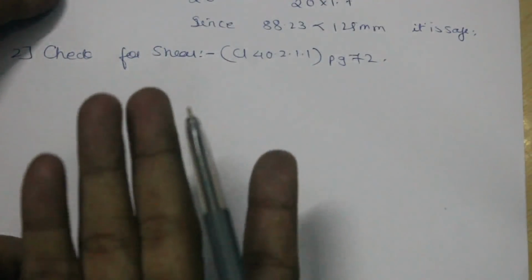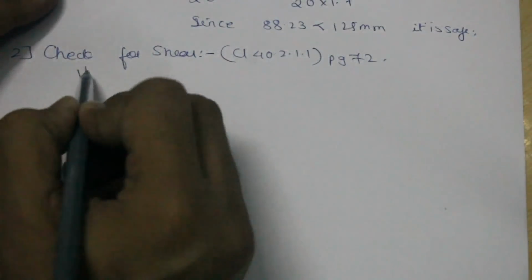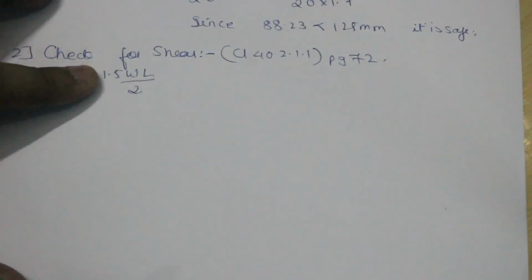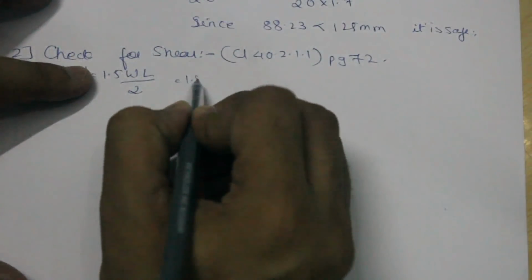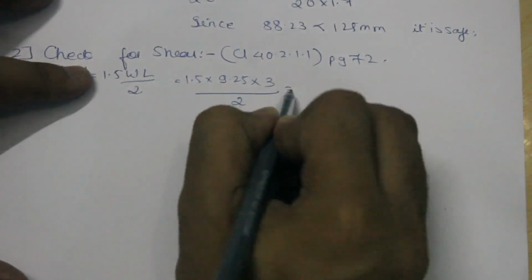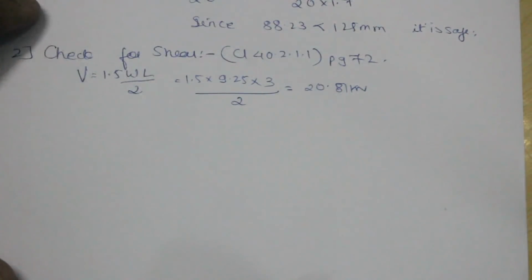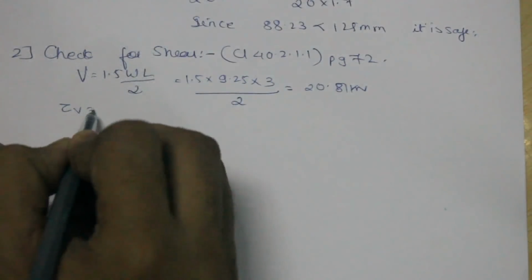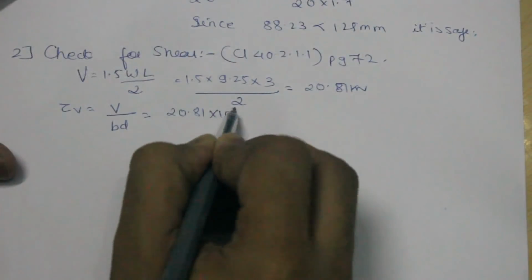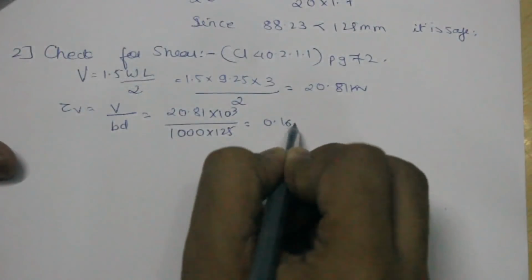First, for calculating the nominal shear stress, we have to find out the shear force, which is given as 1.5 W into L by 2, where 1.5 is the partial safety factor. 1.5 multiplied by 9.25 was the load, 3 meter was the span, upon 2, you get 20.81 kilonewton. Now your shear stress would be V upon B into D, 20.81 into 10 raised to 3 upon 1000 into 125, which is 0.16 Newton per mm square.